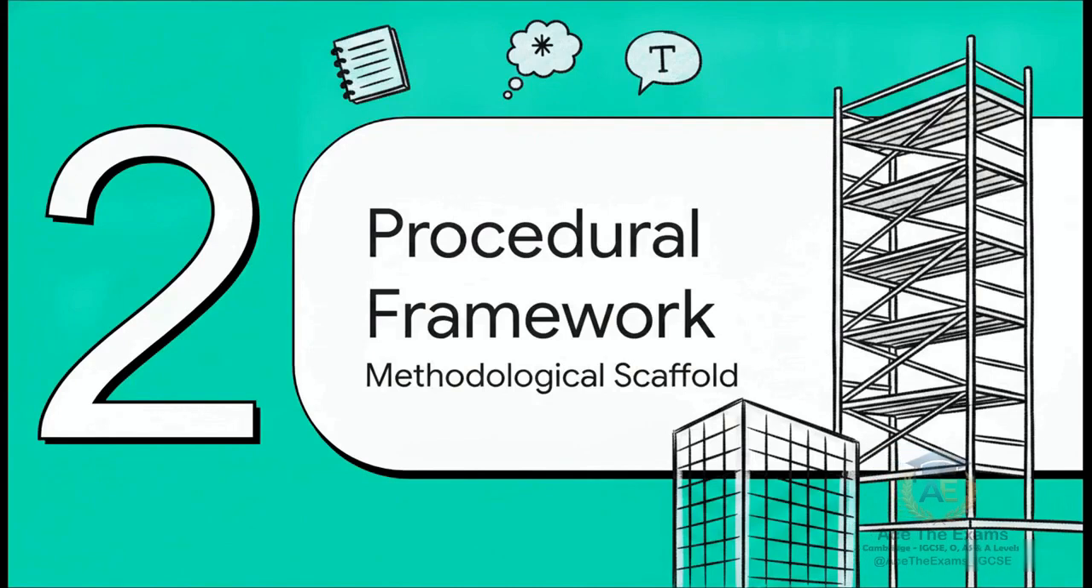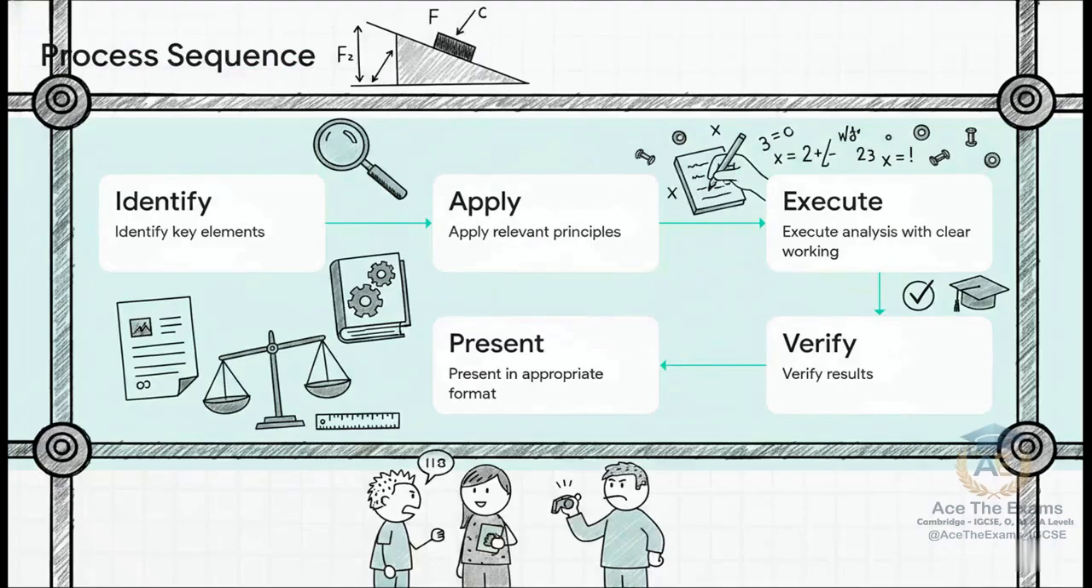Phase 2. The procedural framework and erecting the methodological scaffold. This is where we bring in the heavy machinery. Listen closely, because Cambridge actually demands this exact non-negotiable 5-step standardized sequence for processing Newton's laws on inclined planes. This right here is your methodological scaffold.